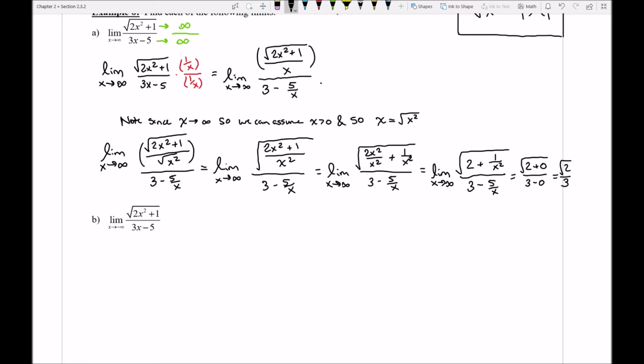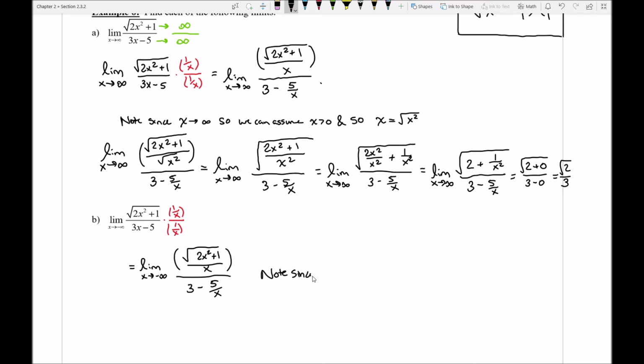Okay, well hopefully you spent some time working through that solution. Let's see what we come up with here. So the first step that I can do here is multiply by a 1 over x on top and bottom. And if I do this, I'm going to end up with a limit as x approaches negative infinity. I'm still going to have this 2x squared plus 1 over x and my 3 minus 5 over x. And now I'm going to need to make my note.